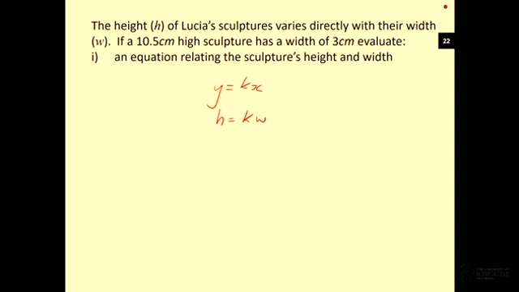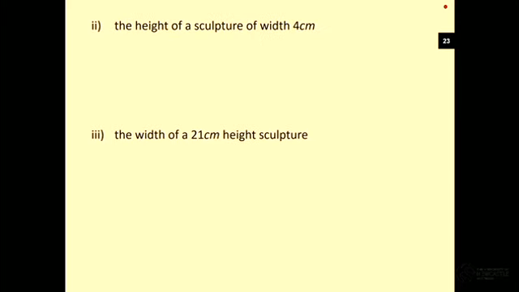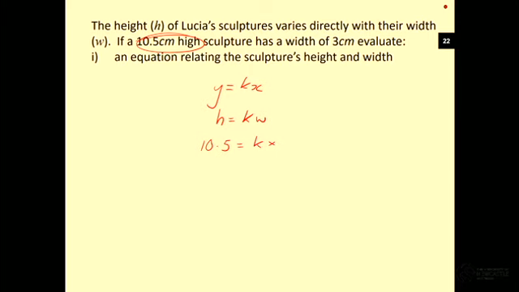It must give me some numbers I can chuck in, and it has. It says if a 10.5 centimetre high sculpture has a width of 3 centimetres, that's all the info I need. I just make sure I put them in the right spot. H is 10.5. Yep. 10.5 high. H is 10.5. Equals k. I don't know what k is yet. Times w, width of 3.